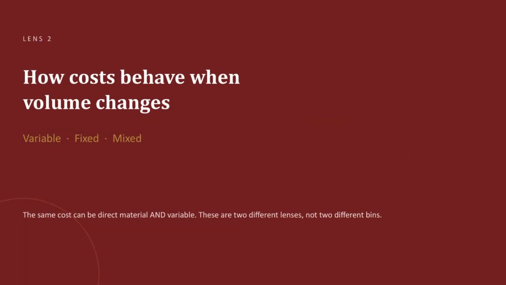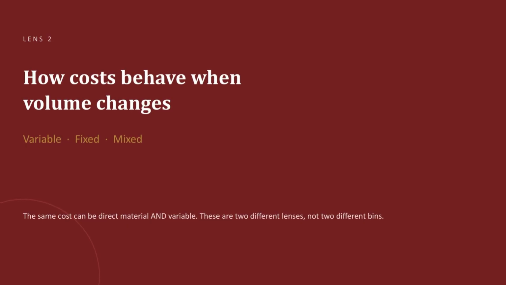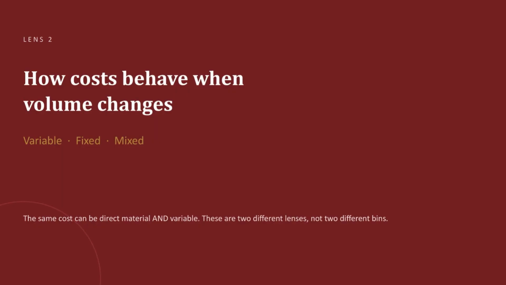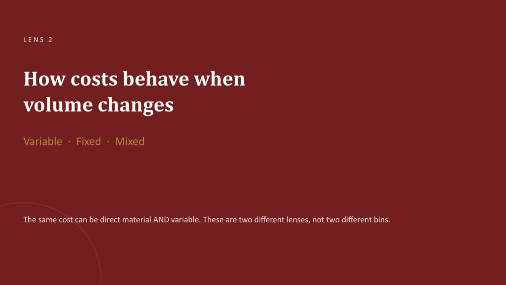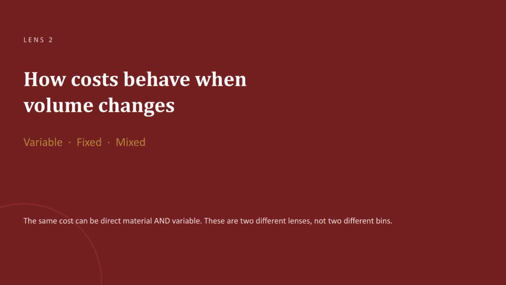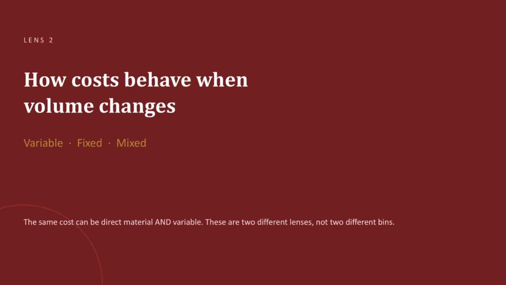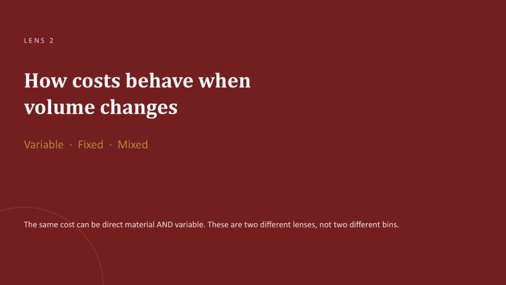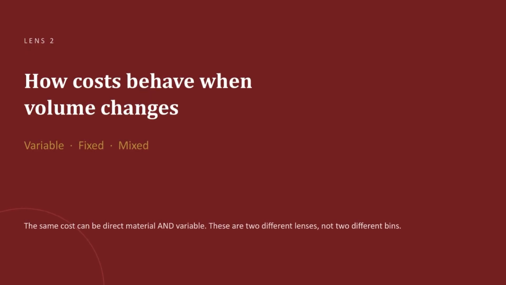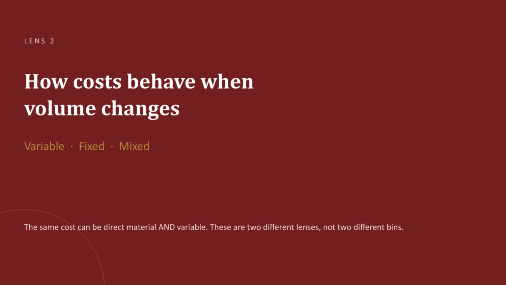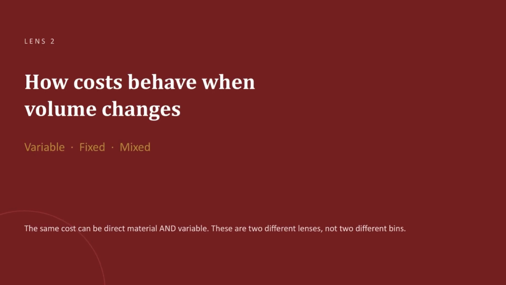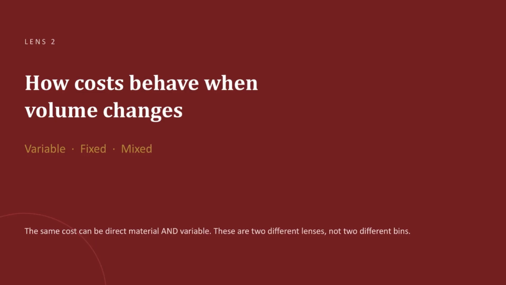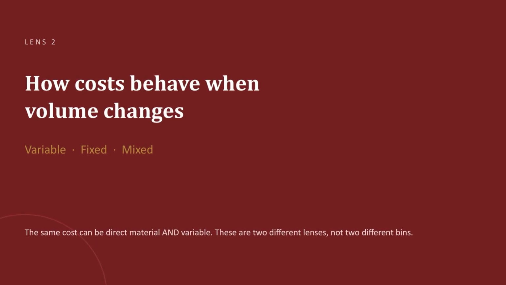Now we switch to the second lens, cost behavior. Instead of asking what the cost is, we ask how it changes when volume changes. That gives us 3 labels to watch for: variable, fixed, and mixed. The key idea is that the same cost can sit in more than one category at once. Flour can be direct material and also variable. Equipment rental can be manufacturing overhead and fixed. So we are not putting costs in separate bins here. We are just looking at the same cost through a different lens.